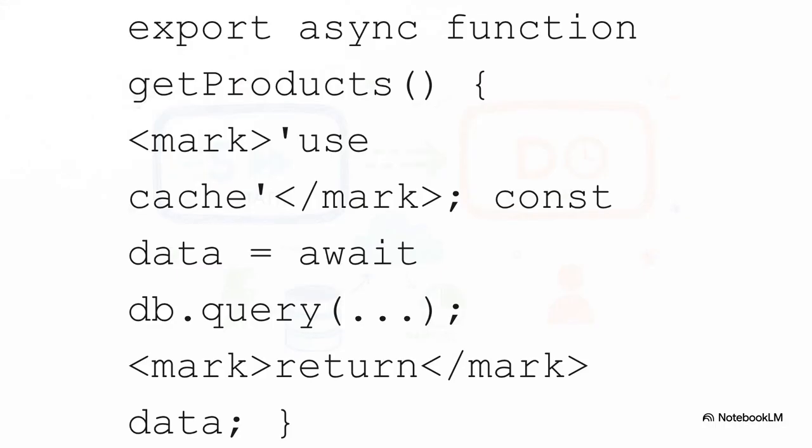And just check out how simple this is. Here we've got a function that's fetching a list of products from a database. Normally that's a dynamic operation, but with that one little line at the top, use cache, we're telling Next.js, run this at build time and bake the results right into the static page. It's so simple but incredibly powerful.